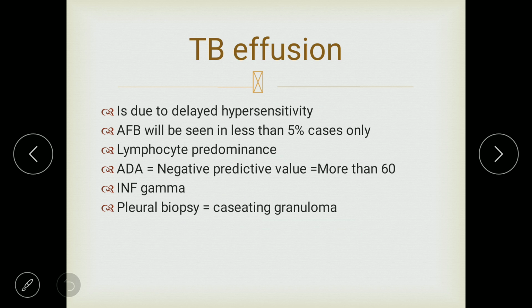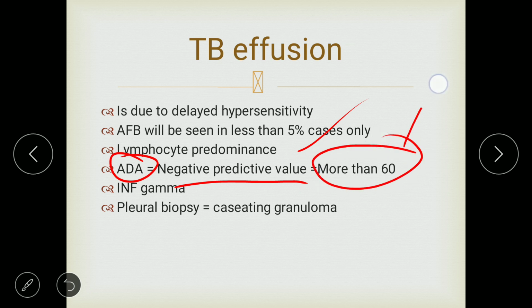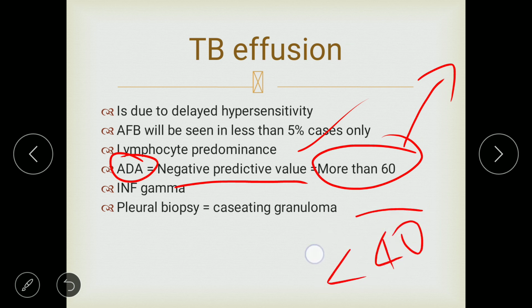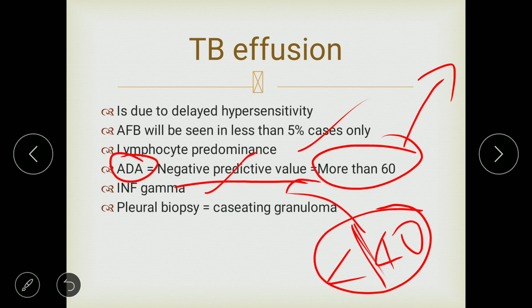And these are tests done to confirm tuberculous effusion. In tuberculous effusion, first there will be an exudative pleural effusion in which lymphocytes will be the predominant cells, and ADA stands for adenosine deaminase. It has more of a negative predictive value. A value of more than 60 indicates that the pleural effusion might be due to tuberculosis. A value of less than 40 virtually rules out tuberculosis. So it is here the negative predictive value comes. And interferon gamma can be measured, and pleural biopsy is the confirmatory test where you can demonstrate caseating granulomas.